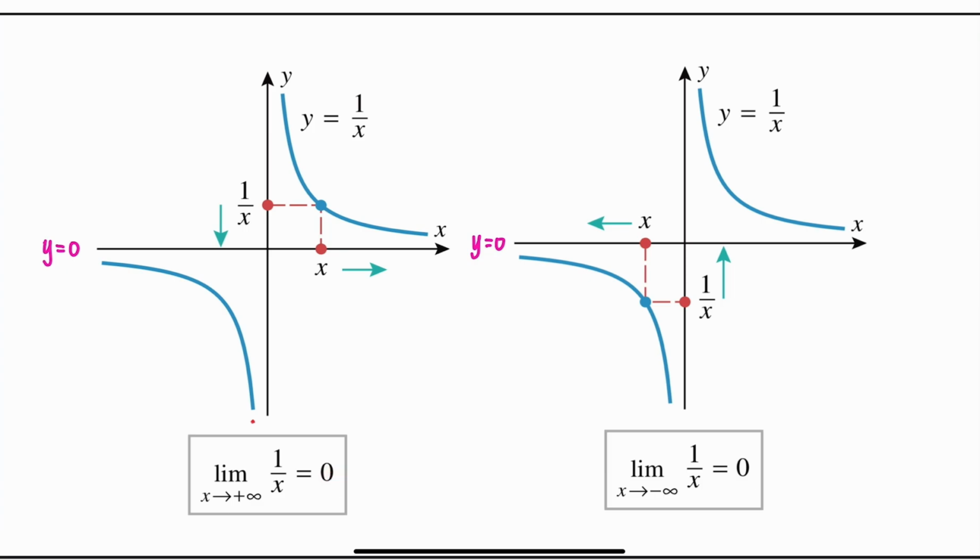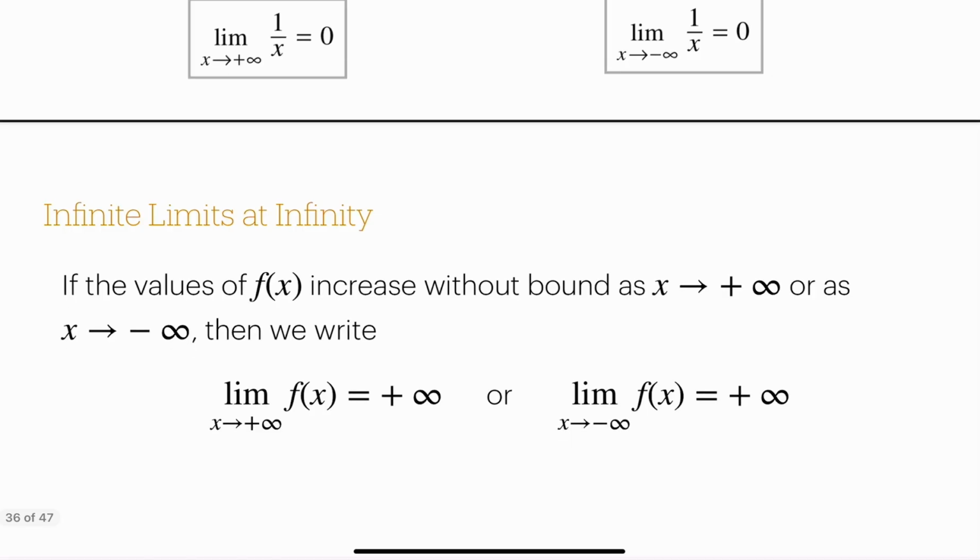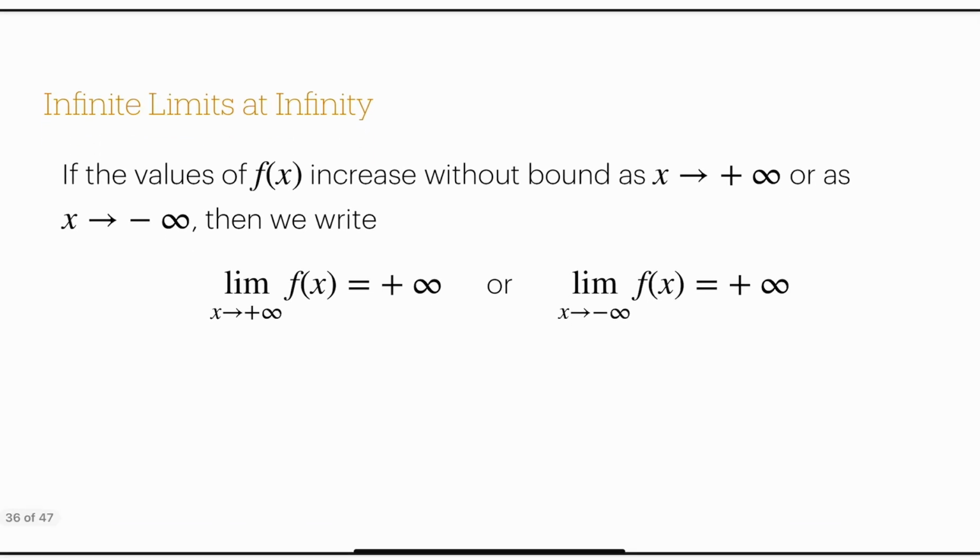For infinite limits at infinity, if the value of f of x increases without bound as x approaches positive or negative infinity, then f of x will approach positive infinity. We write that as the limit of f of x as x approaches positive infinity is equal to positive infinity, or the limit of f of x as x approaches negative infinity is positive infinity.